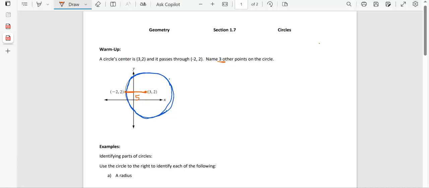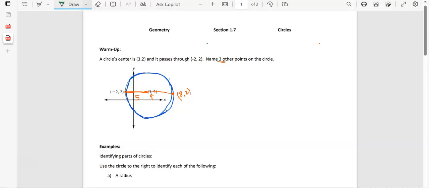So if I, for example, go in the right direction, so instead of going left from the center, if I go right from the center and count 5 units, I'd be adding another 5 units to my x coordinate. So this would be at 8, 2. It's at the same horizontal level, so the y coordinate is going to be the same.